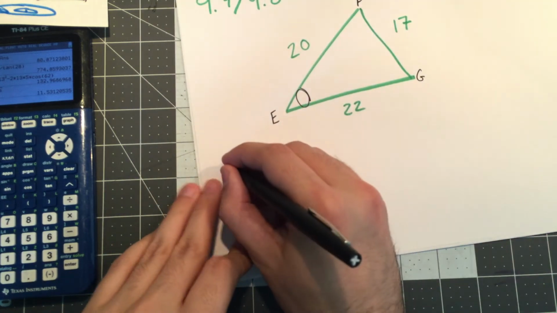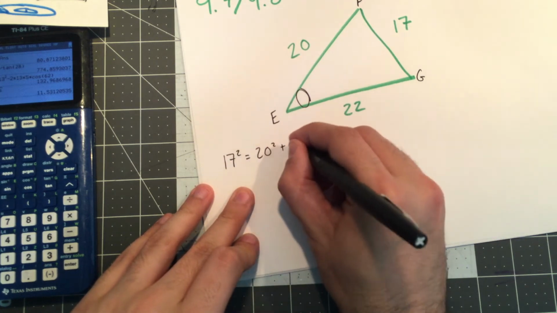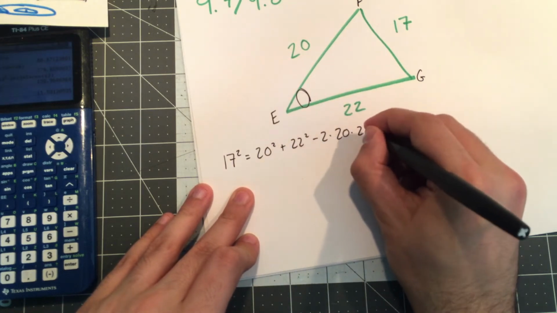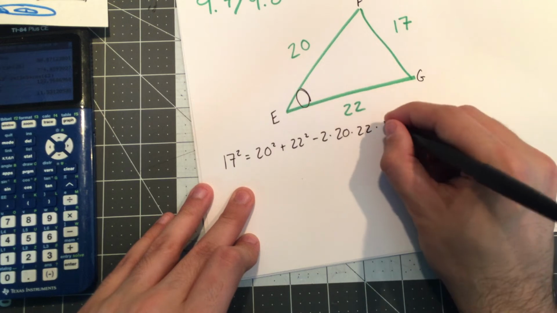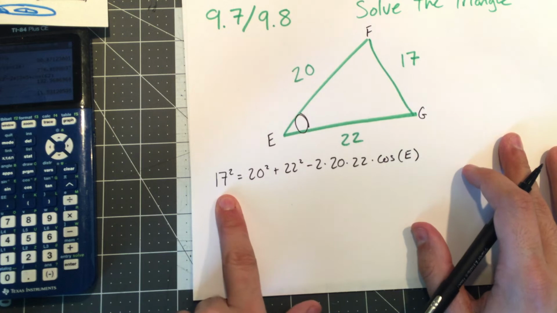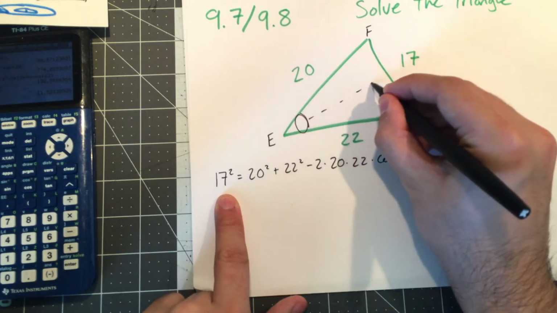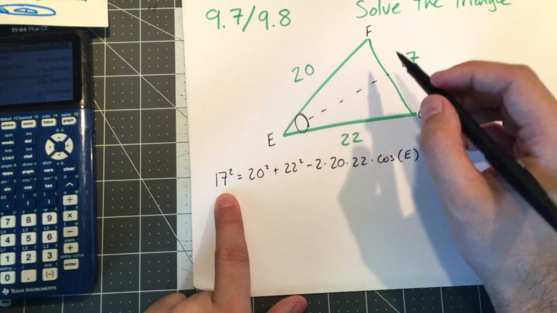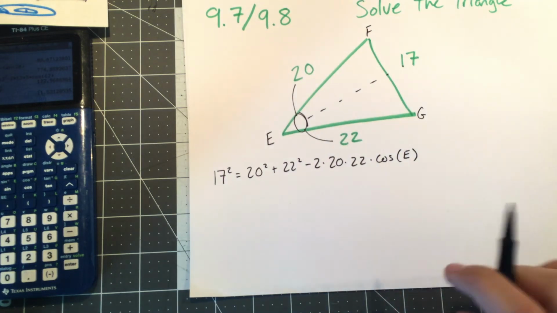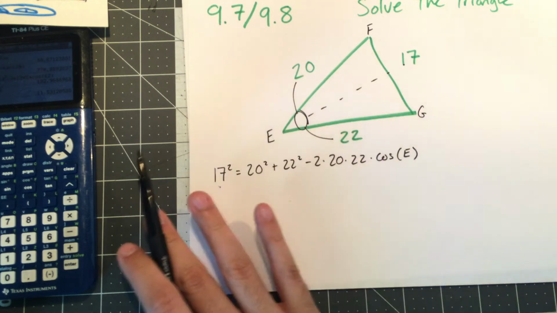17 squared equals 20 squared plus 22 squared minus 2 times 20 times 22 times the cosine of E. The reason 17 is here and not 20 or 22 is because 17 is the opposite side from the angle. So these are my B and C because they're next door, they're flanking the angle. 17 is the opposite one, so it kind of goes on the odd side of it.